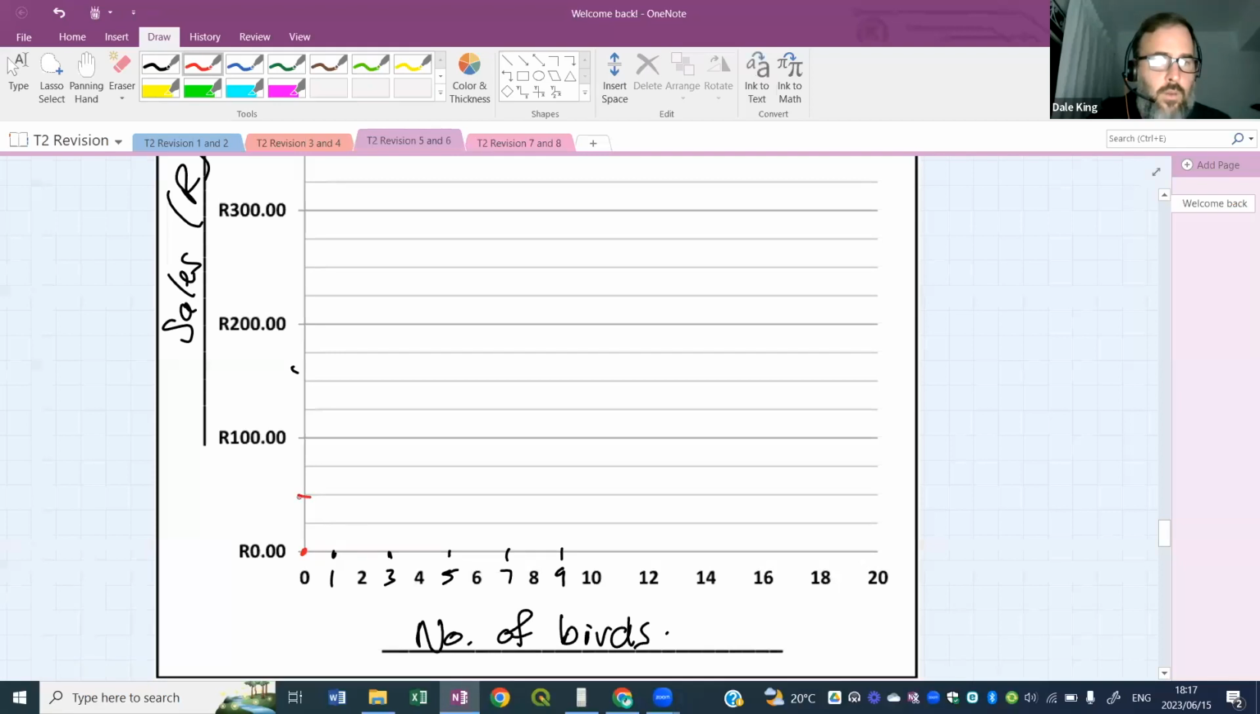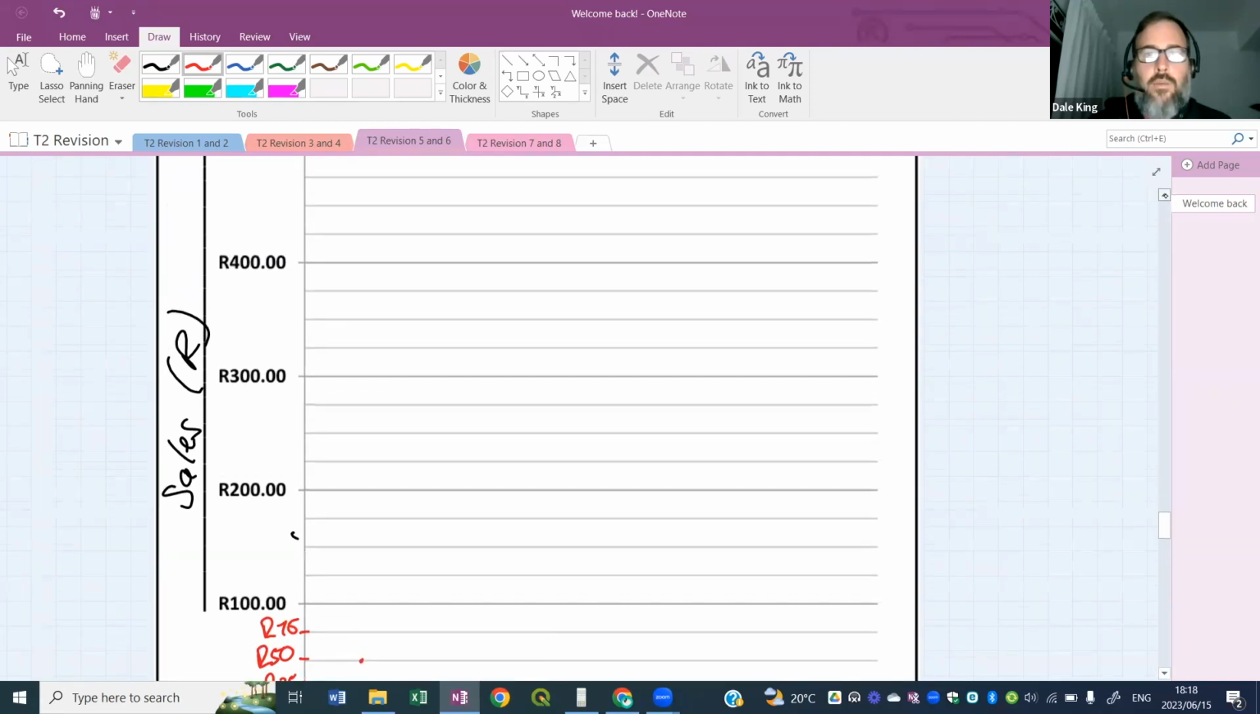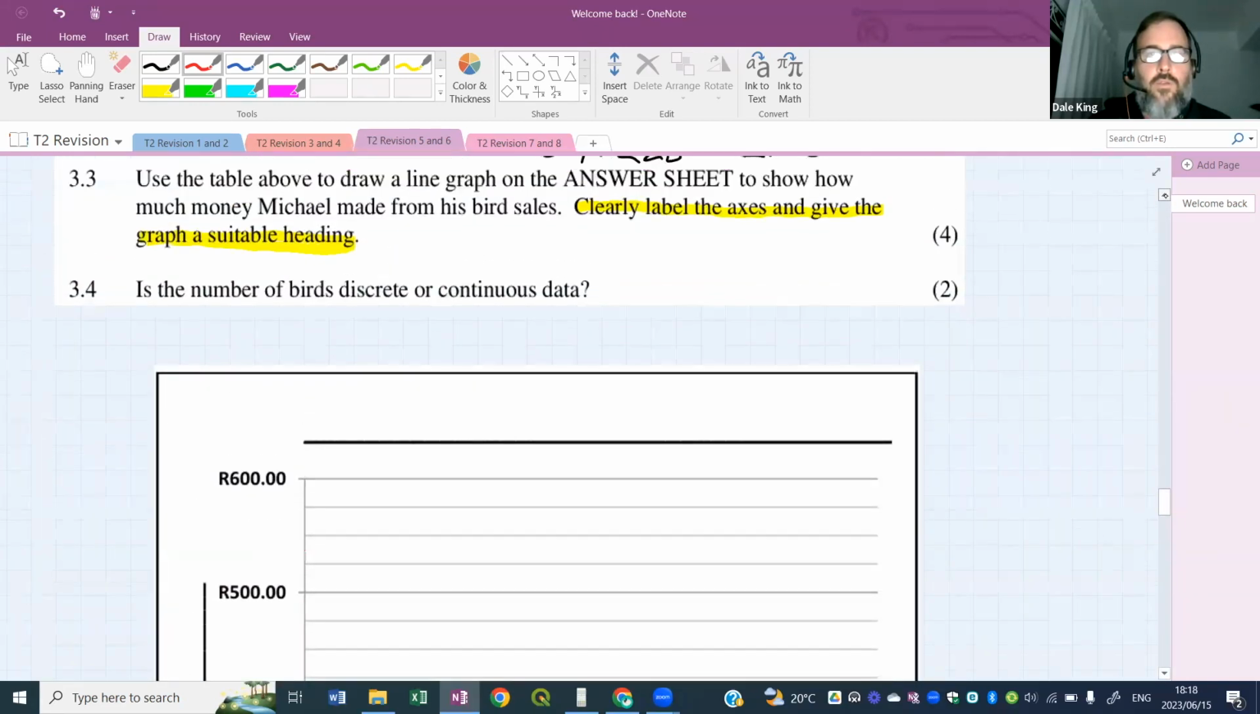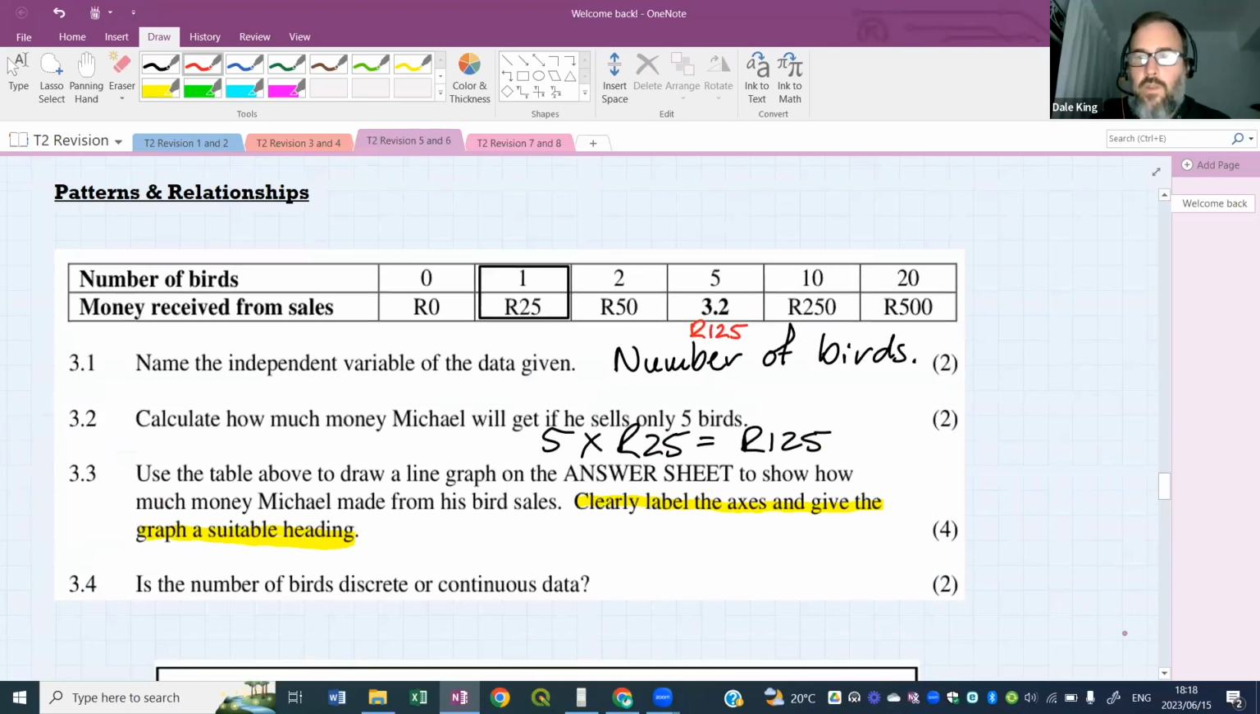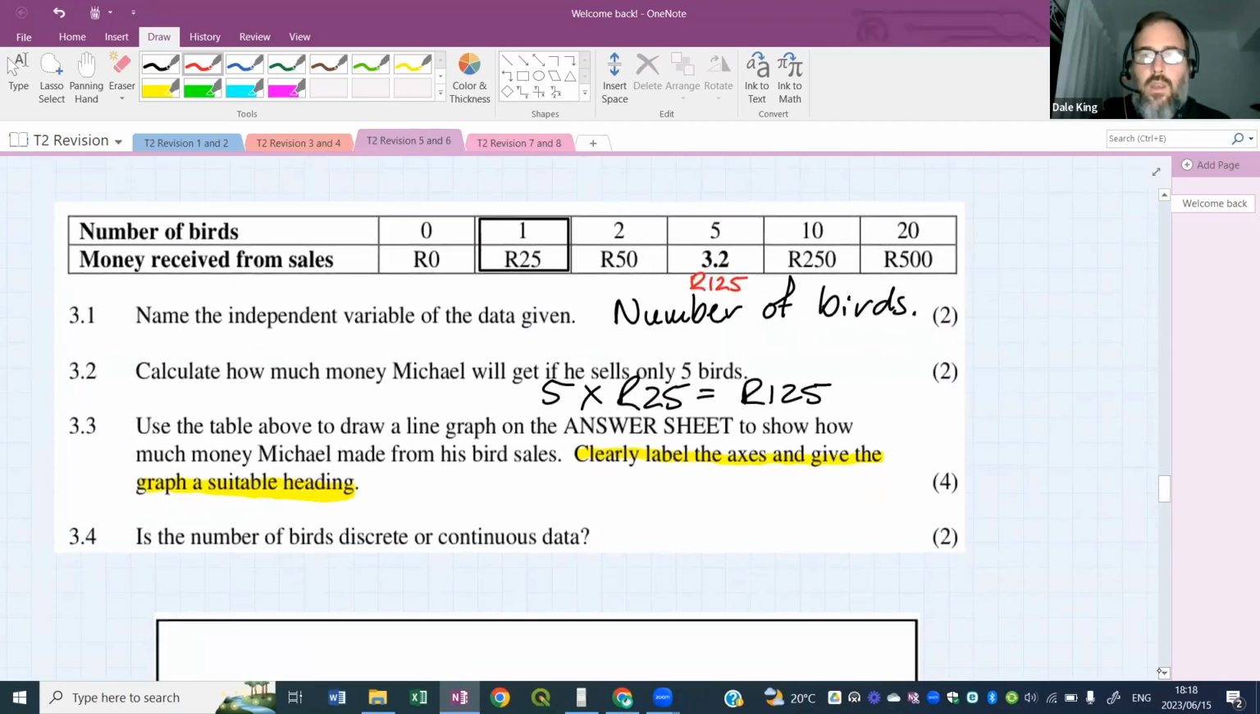So halfway will be 50. This will be 50 Rand, which means this is 25, and this is 75. Okay, so for 1 bird, it's 25 Rand. For 2 birds, it's 50 Rand, if I remember. I don't think we had 3. Let me go back up to the table. I think we skipped right up to 5 after that. Yes, so we're at 5, 10, and 20.